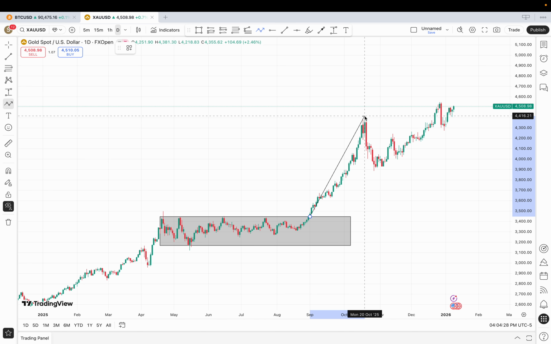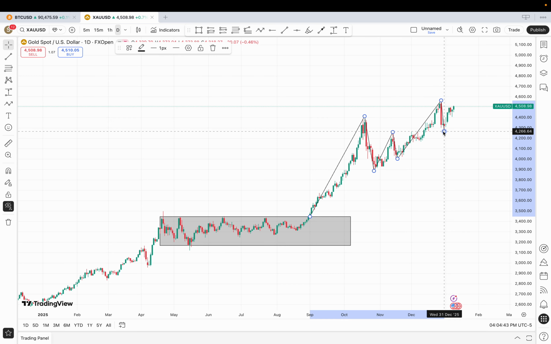It formed a higher high, a higher low. Then we came here and started forming a higher high, a higher low, and a higher high. My fault, it started with a higher high, higher low, and keeps on going that way.